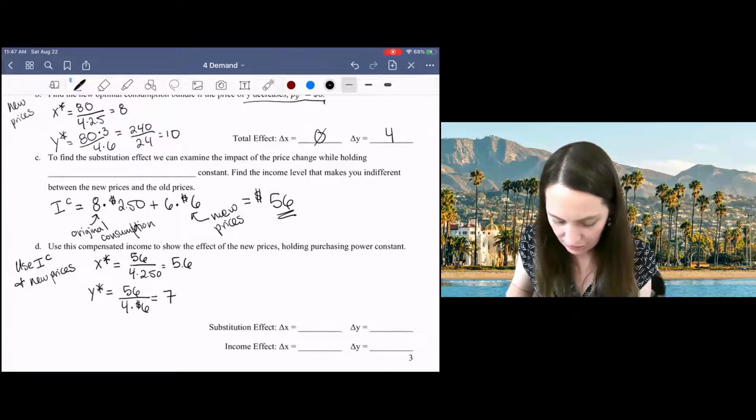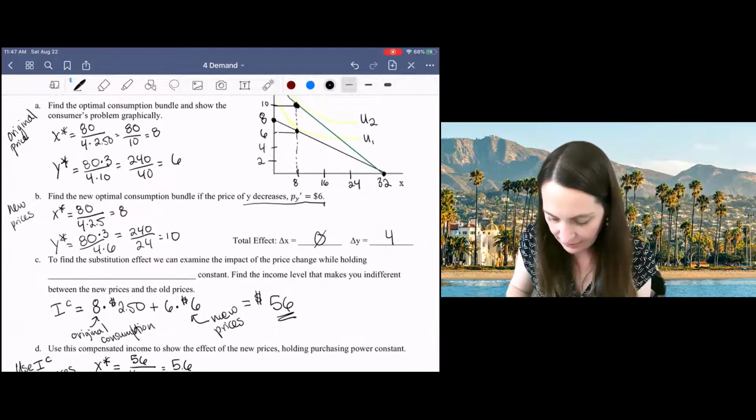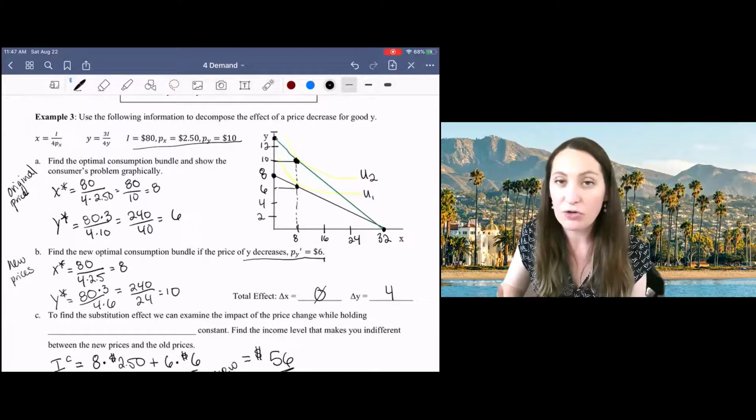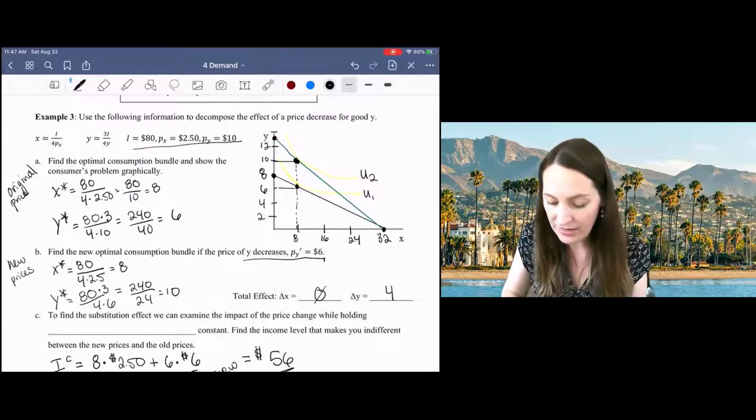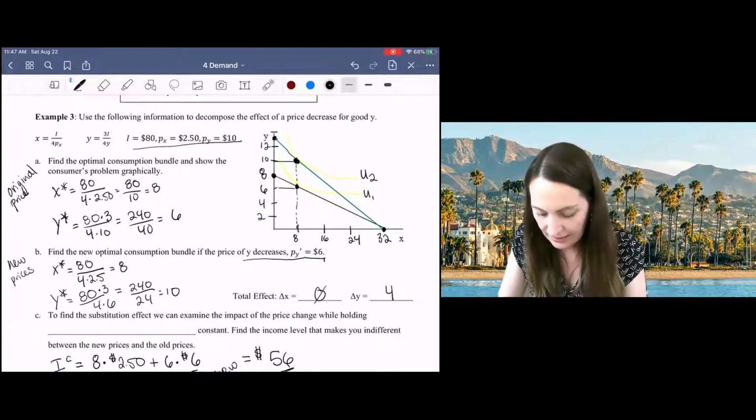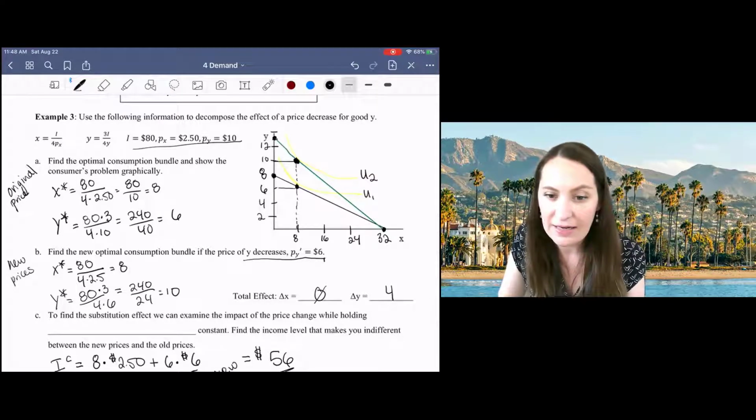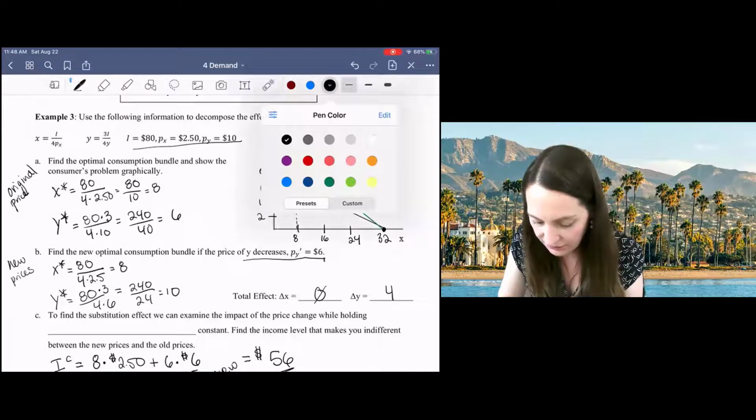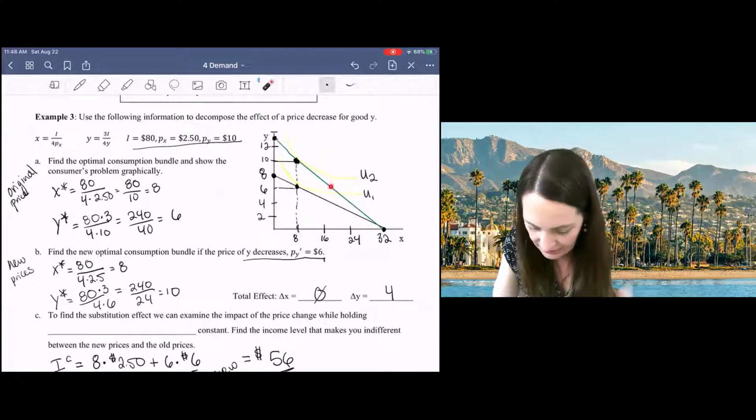On the graph here, what's happening is I have a new budget constraint with the new prices and this compensated income. So I'm going to shift this line down, right? This one has the same prices as my new budget constraint, so it should be parallel to this. But I'm going to shift this line down so that it passes through my old consumption bundle.